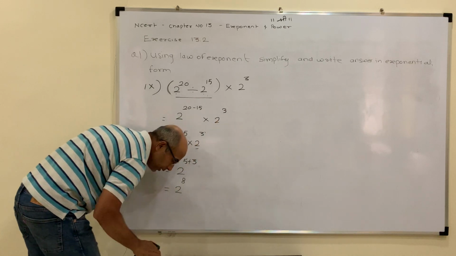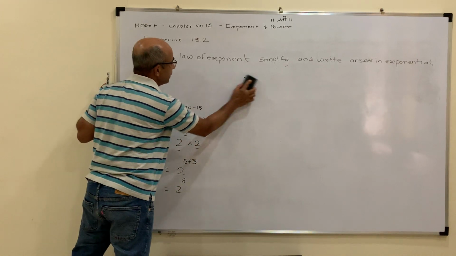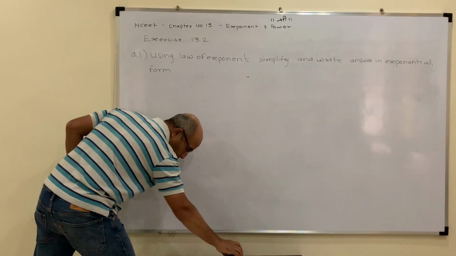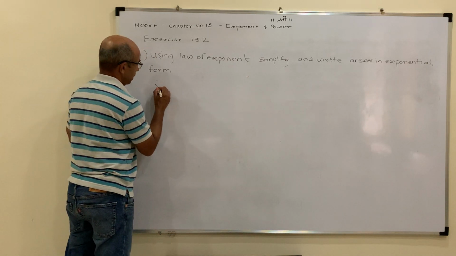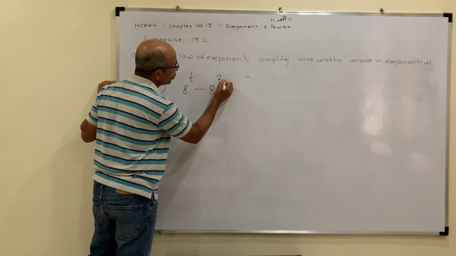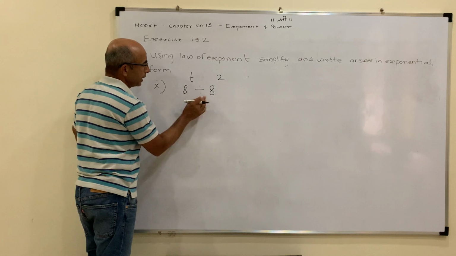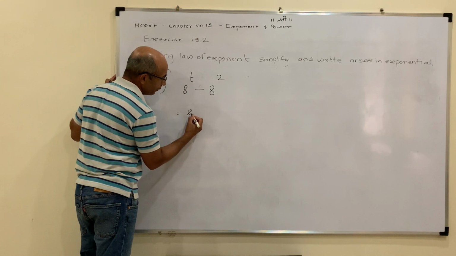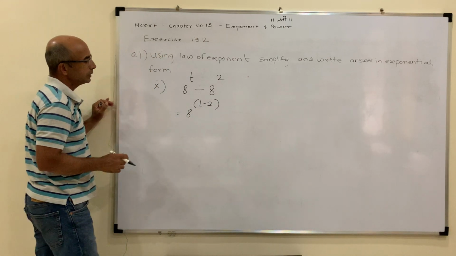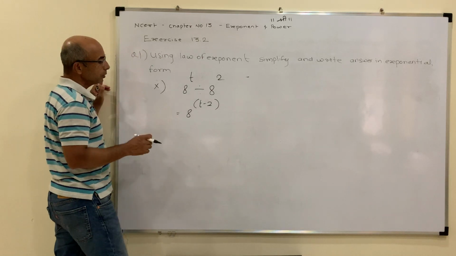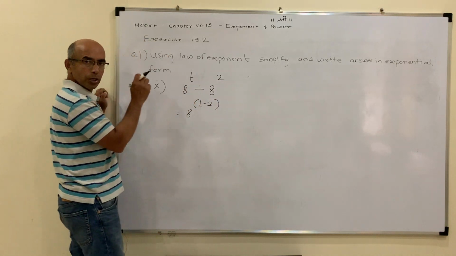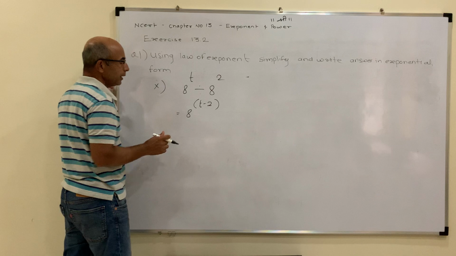And now the last one, 8 raised to t divided by 8 raised to 2. Here again my base is same, operation is division, so my ultimate answer will be 8 raised to t minus 2. See, why t minus 2, why not 2 minus t? Because I am subtracting the power of denominator from the power of numerator. You need to understand that very clearly.